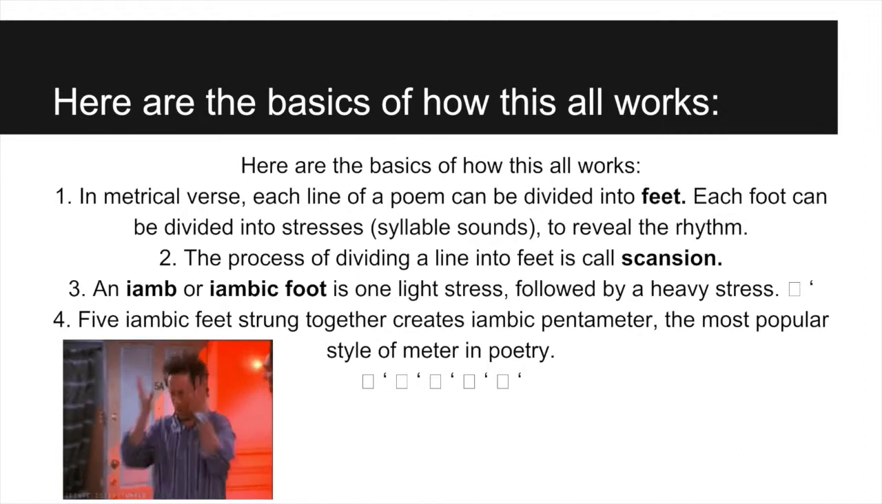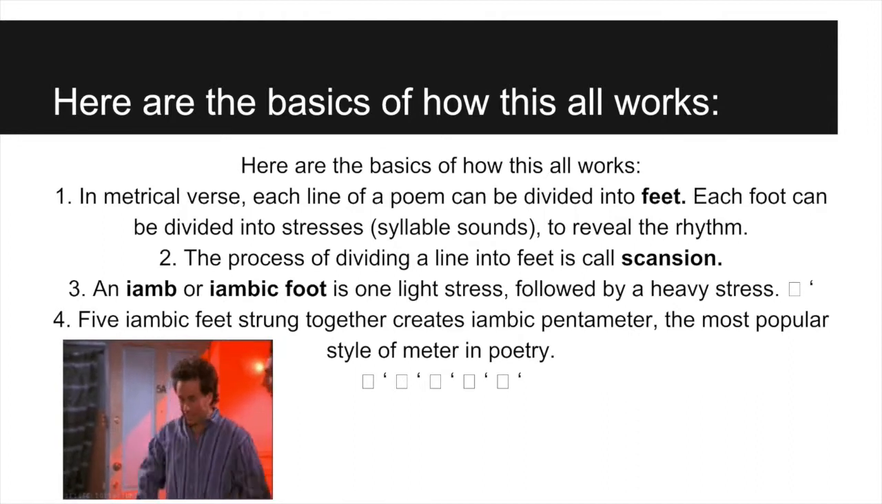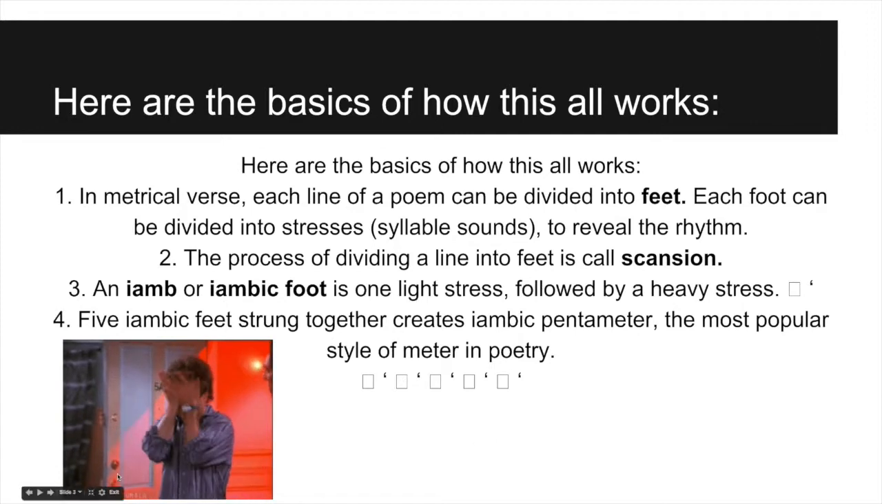5 iambic feet strung together, creating a line of iambic pentameter, is the most popular style of meter in formal poetry. That's what Shakespeare used in his sonnets. If you didn't actually read the words, the rhythm of the line would go ba-dum, ba-dum, ba-dum, ba-dum, ba-dum. That gives it a natural progression, a natural beat, and like I said before, it kind of replicates the beat of a heart.